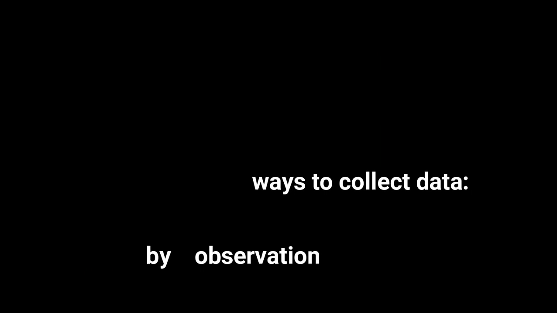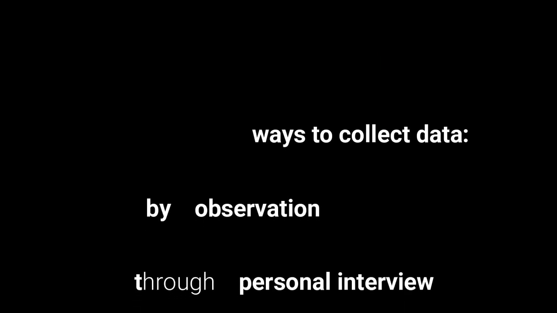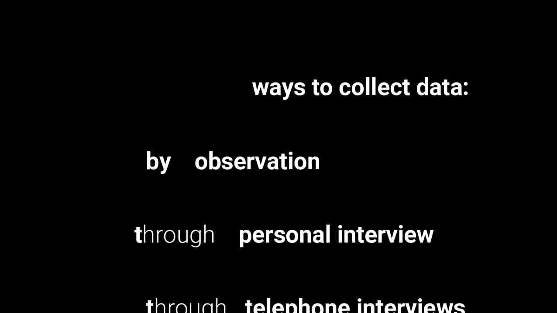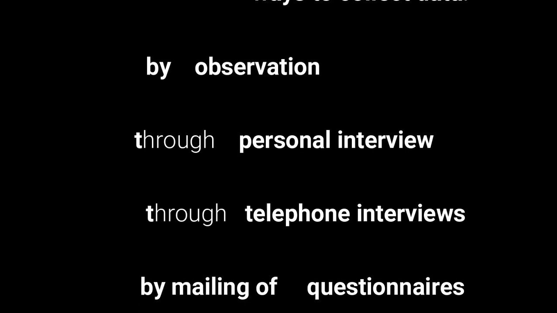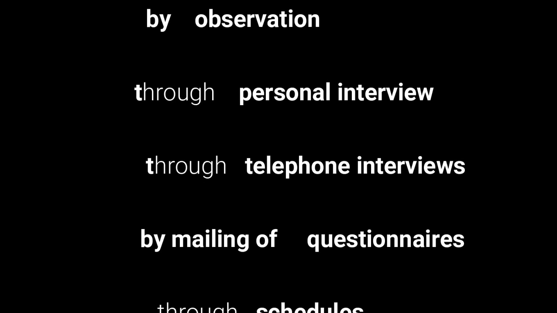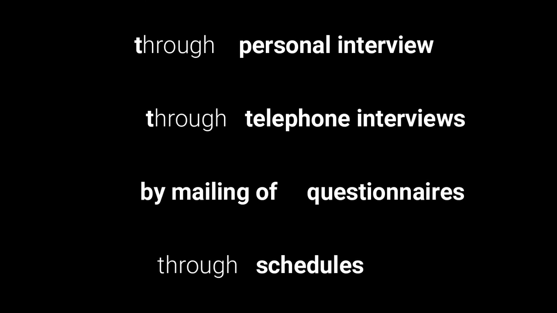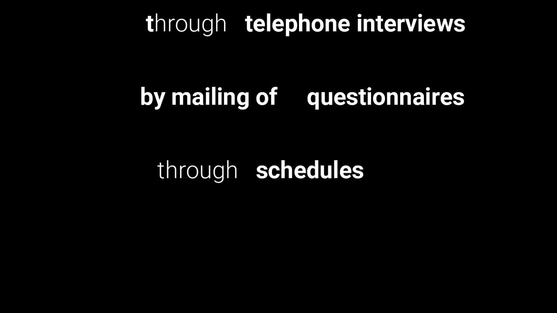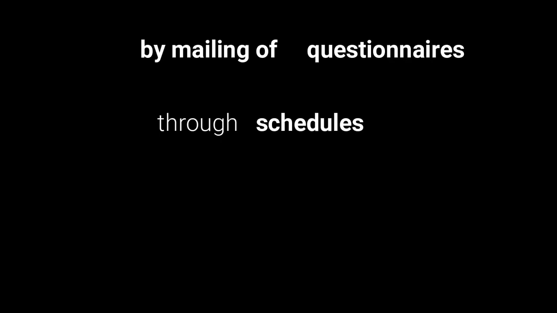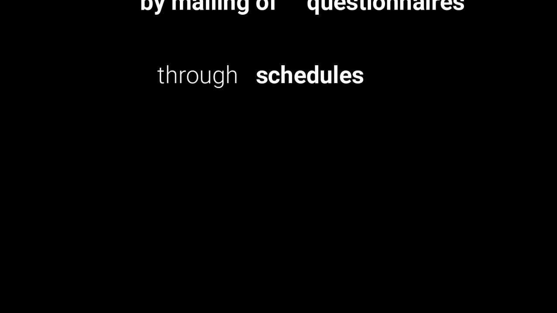Primary data can be gathered through experiments where measurements are taken to test a hypothesis, or through surveys, which offer several ways to collect the data: by observation, interview, telephone interview, or you can email the questionnaire. And recently, you can drop the link through Telegram or whatever social media is commonly used, and also through schedules.